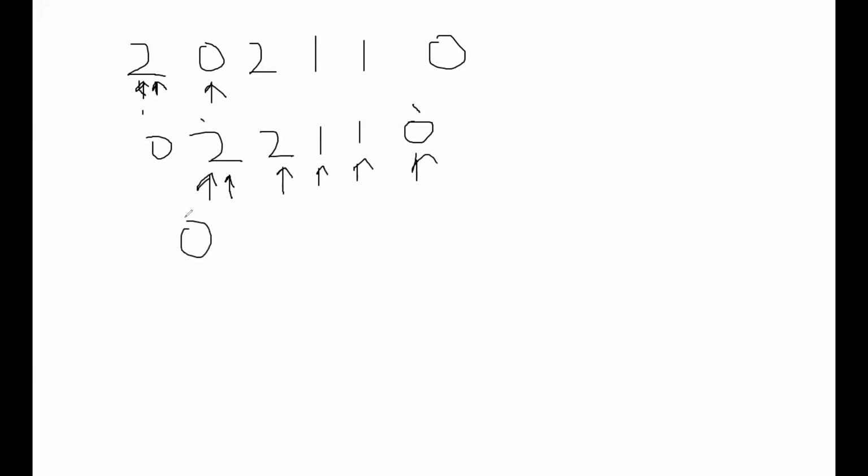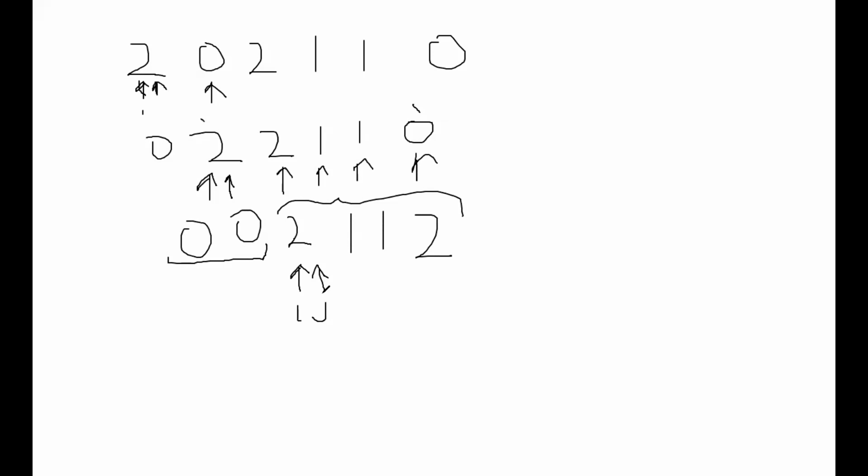So it will be 0, 0, 2, 1, 1, 2. Correct? And by this time our start index, pointer i, is here. Okay, so we brought all the zeros to the start. Correct? Now repeat the same process on this array. Initialize i from here and j at the same location. Okay, and then repeat.